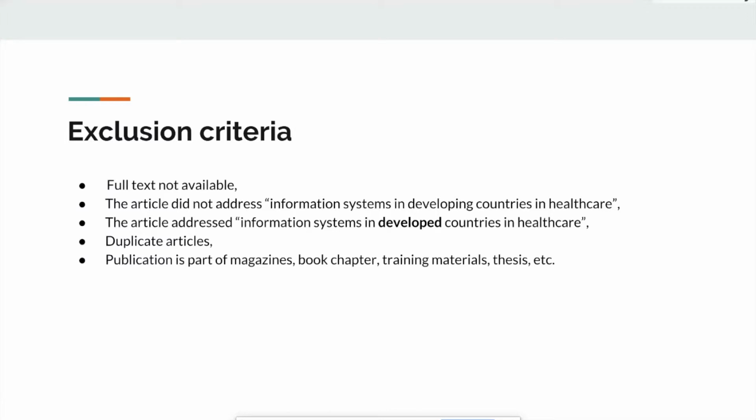Exclusion criteria. I excluded the papers which did not address information systems in developing countries in healthcare, and the articles which addressed information systems in developed countries in healthcare. Publications that were part of magazines, books, chapters, and training materials were also excluded.